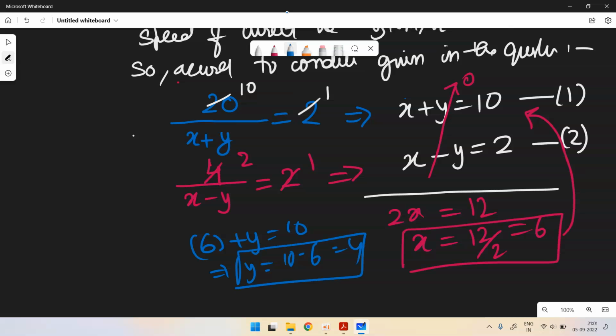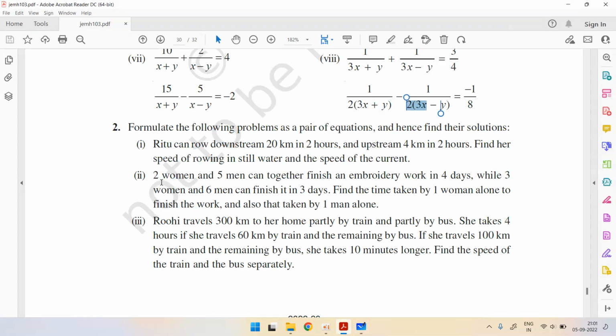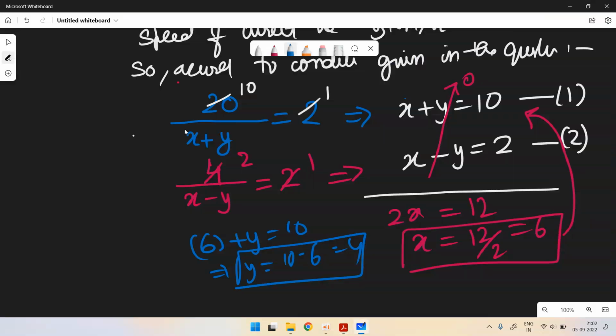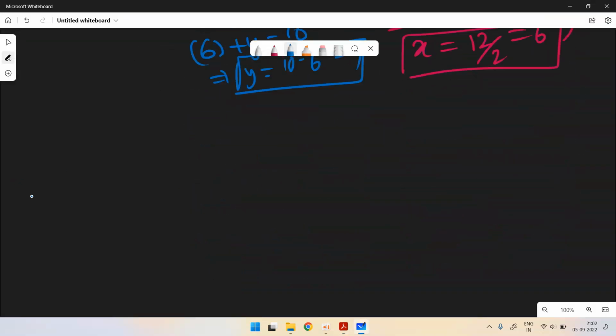Which implies that Ritu's rowing speed is 6 km per hour and the speed of current is 4 km per hour, which is your answer. Now the second part: 2 women and 5 men can together finish an embroidery work in 4 days, while 3 women and 6 men can finish it in 3 days. Find the time taken by one woman alone to finish the work and also that taken by one man alone. So you need to find how much time each can take alone.